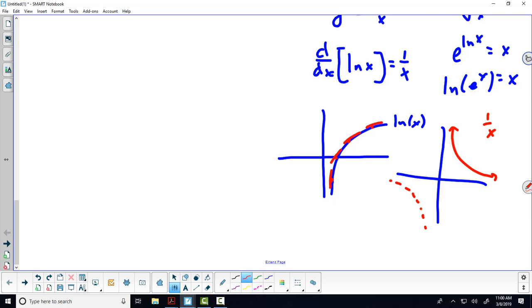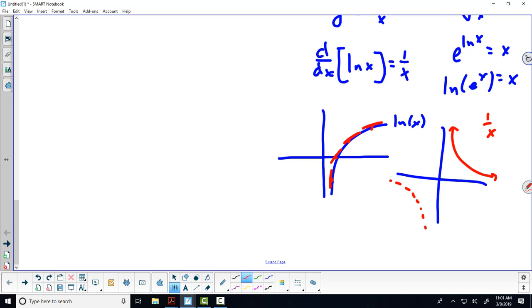Okay. Do you see what's happening? Where the natural log of x has a very steep tangent line, 1 over x is very, very positive. As we move along, the tangent lines to the natural log of x start to level off. As we move along, the derivative starts to approach 0. Okay? So always try to keep that visual perspective going.